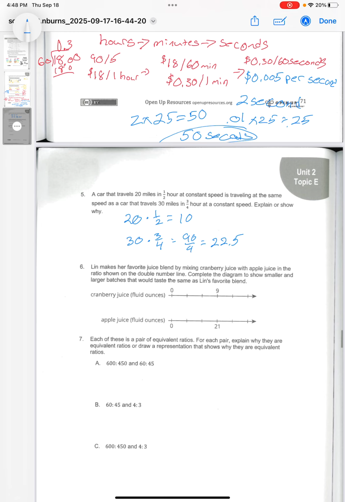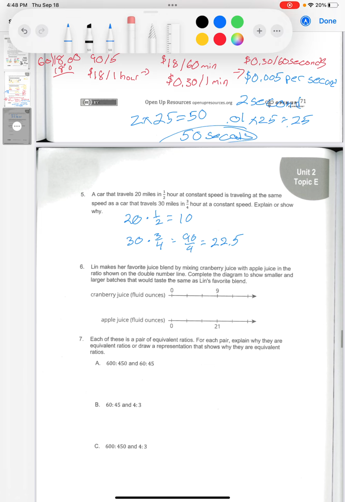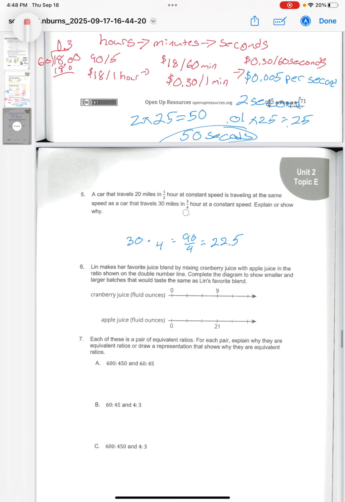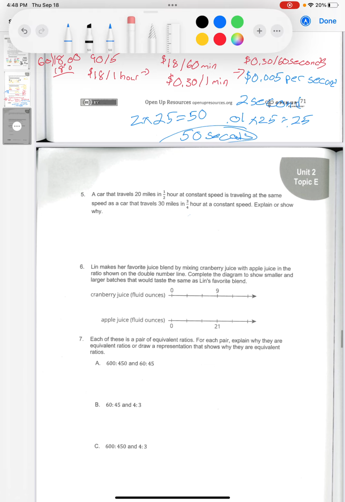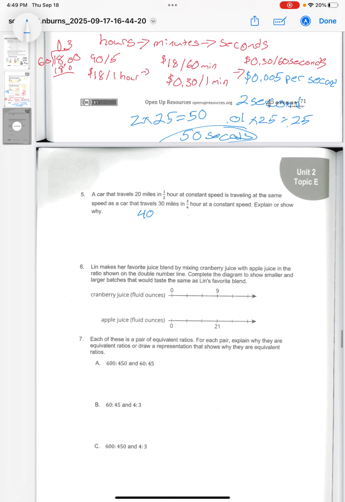So let's see. All right, so I'm sorry, I set that up wrong. That is my fault, and I apologize. That was a bad thing to do. You don't just multiply everything. That's exactly what you don't do. Okay, so let's switch it to miles an hour. So if this is half an hour, that's 40 miles in 1 hour.